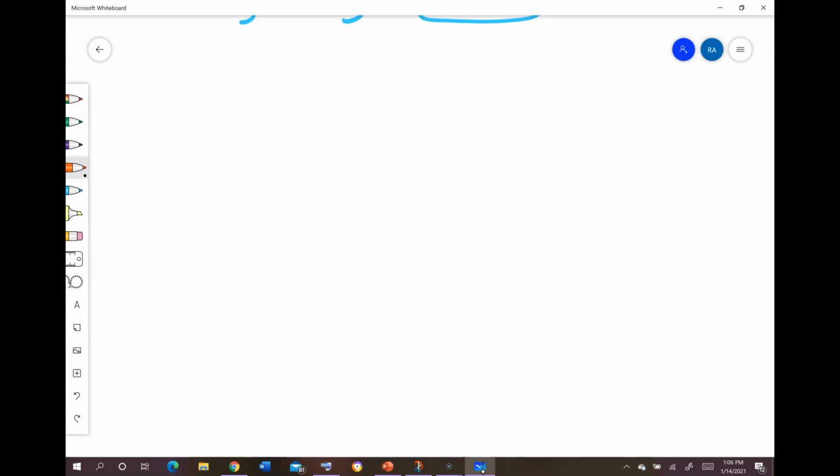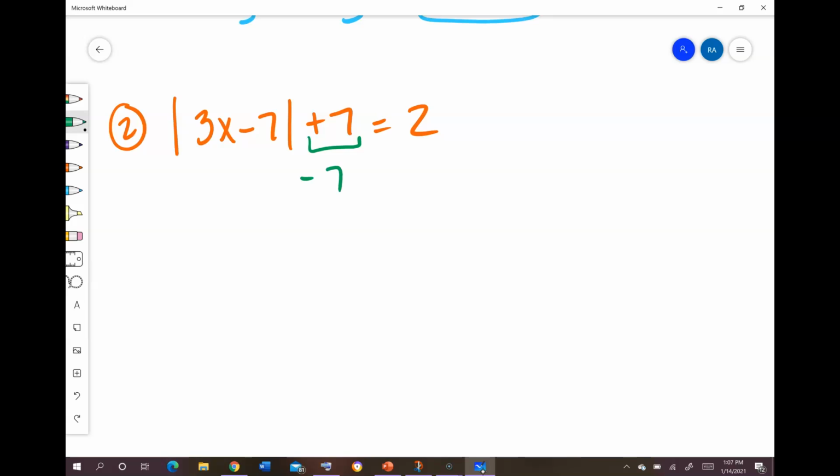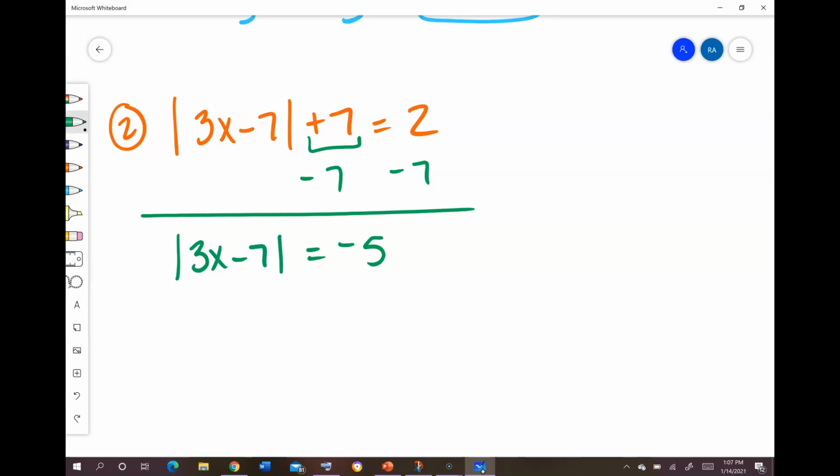All right, so the next one is going to be the absolute value of 3x minus 7, plus 7 equals 2. Isolate it. So to isolate it, we've got to get rid of what is not inside the absolute value, which would be the plus 7. So we're going to subtract 7 from both sides. When I do that, I get the absolute value of 3x minus 7 is equal to negative 5.